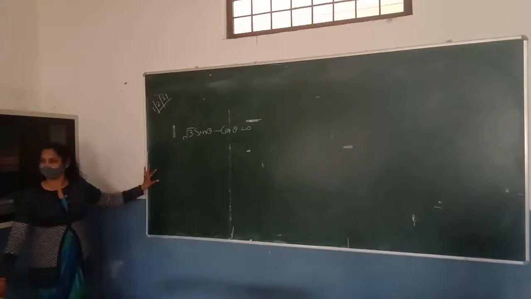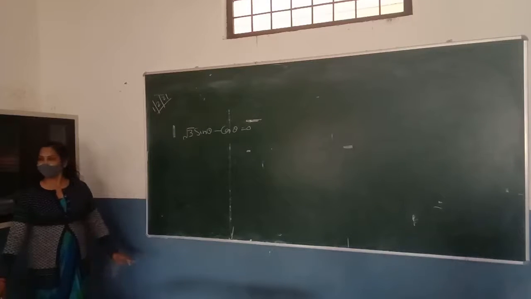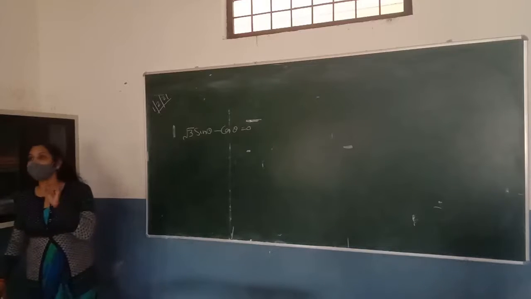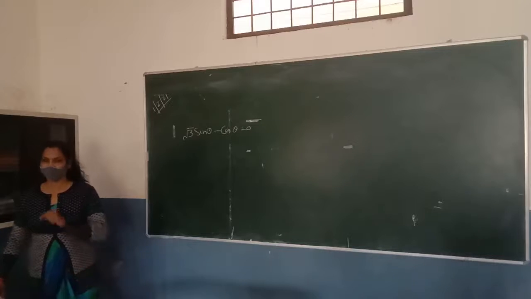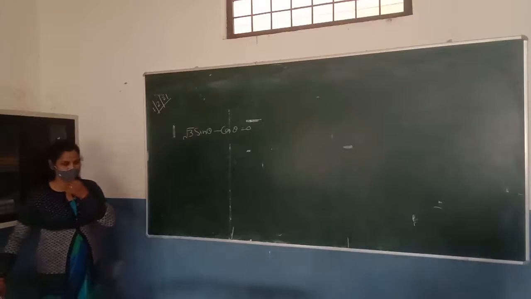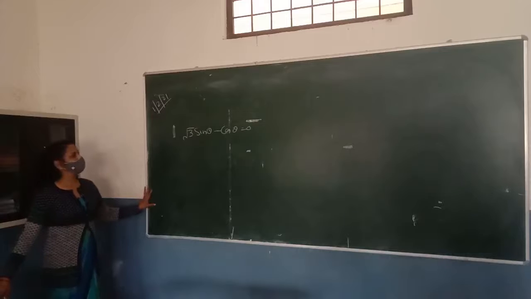You are correct. Aastha, okay. No, you can't take sin theta as 1 upon cos theta. Cosec theta is the reciprocal, equal to 1 upon sin theta. Clear? Okay Sumit? Ma'am, we can write root 3 as the value of tan 60.